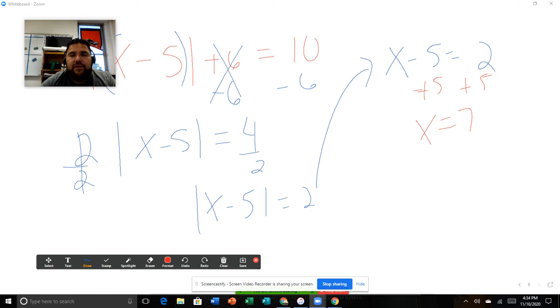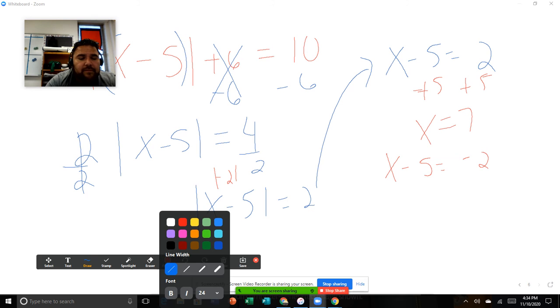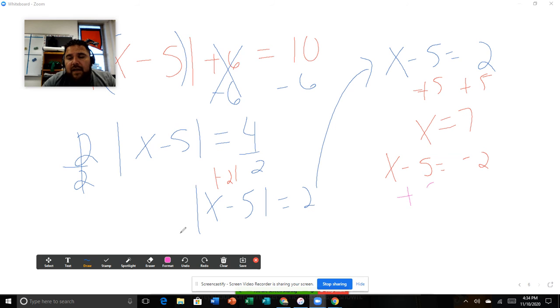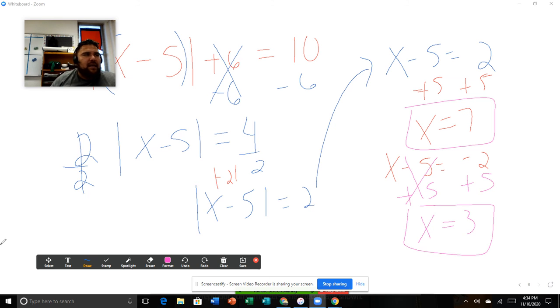The second solution is x minus 5 equals negative 2. Because remember, if I put a negative 2 in here, the absolute value of negative 2 gives me positive 2. Okay? So, then I add 5 to both sides. That cancels out. Okay? And I'm left with x is equal to 3. All right? So, those are my two solutions. x equals 3 and x equals 7. Now, in the next video, we'll talk about inputting these back in and finding extraneous solutions. But this one's just solving for the absolute values.